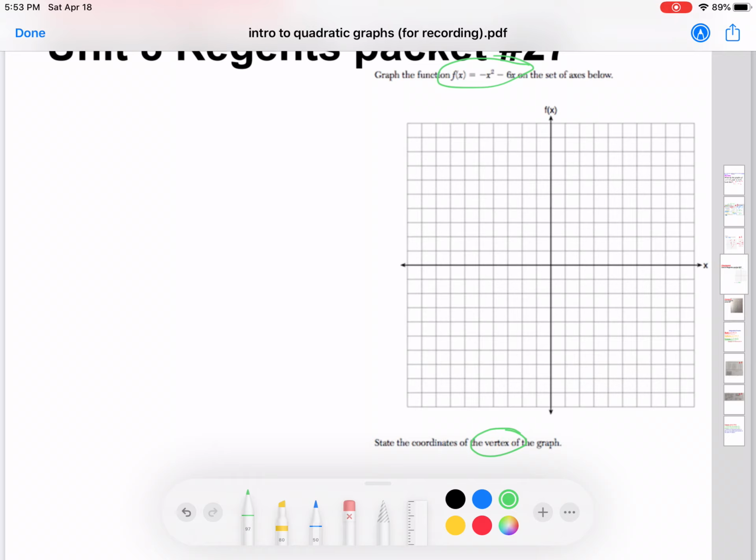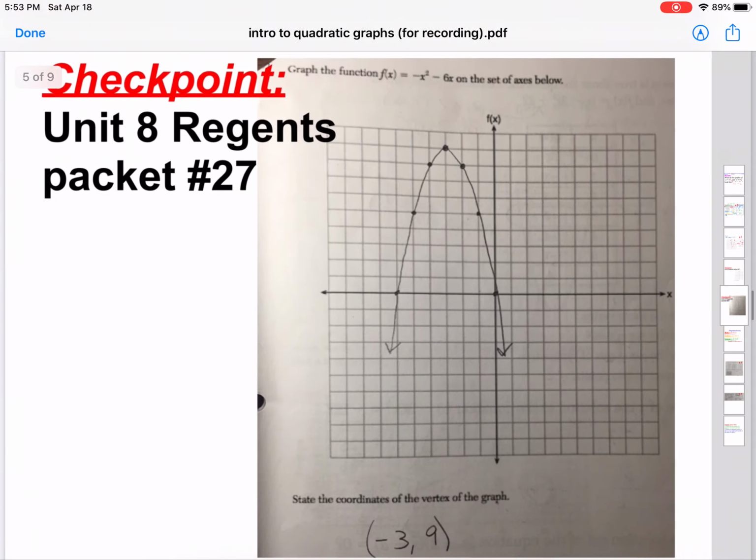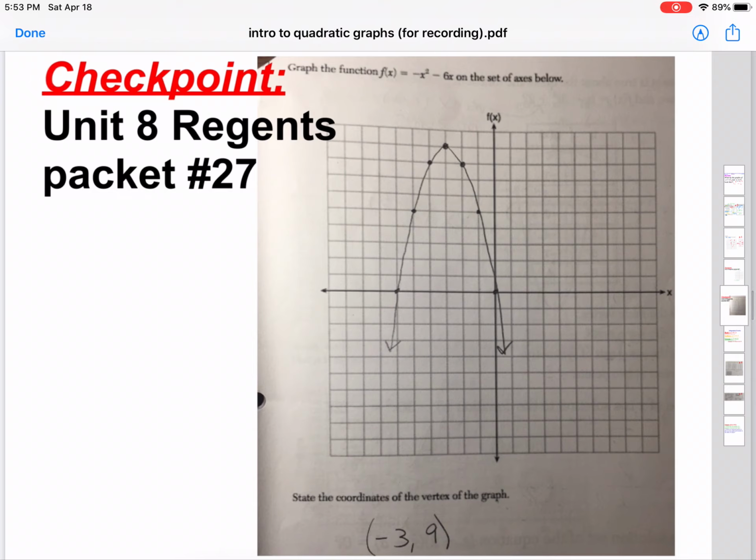Okay, so at this point you should be coming back to the video only if you're ready to go ahead and check your answers for your checkpoint. Here is what your graph should have looked like. So your graph should be an upside down parabola.